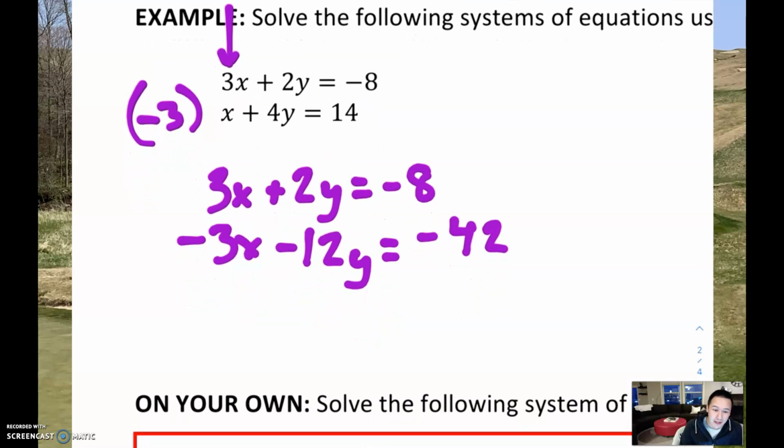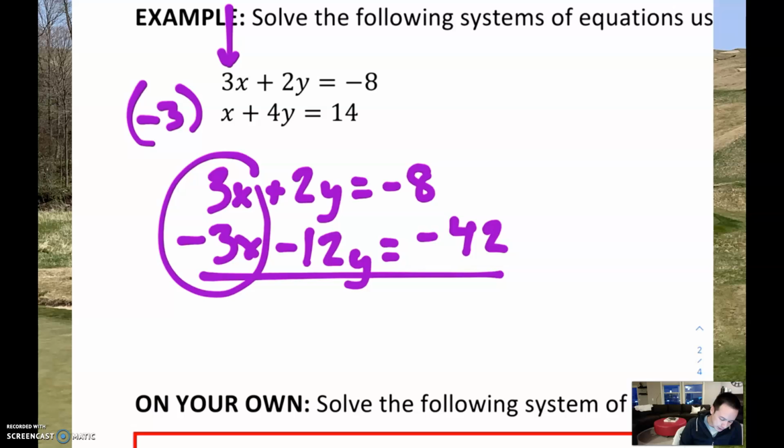And by doing that, hopefully you see why we did that. It's because now when you add the two rows together, what happens to 3x and negative 3x? When I add them together, they're gone. They disappear. They are eliminated. That's why it's called the elimination method. So we want to make one of them a 3x, then the other one's a negative 3x, and they'll cancel out.